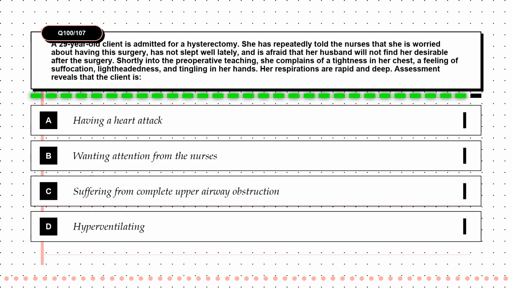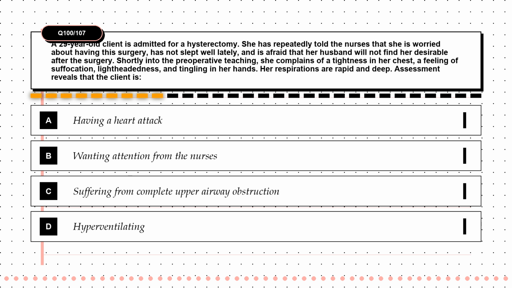Question 100. A 29-year-old client is admitted for a hysterectomy. She has repeatedly told the nurses that she is worried about having this surgery, has not slept well lately, and is afraid that her husband will not find her desirable after the surgery. Shortly into the preoperative teaching, she complains of a tightness in her chest, a feeling of suffocation, lightheadedness, and tingling in her hands. Her respirations are rapid and deep. Assessment reveals that the client is.